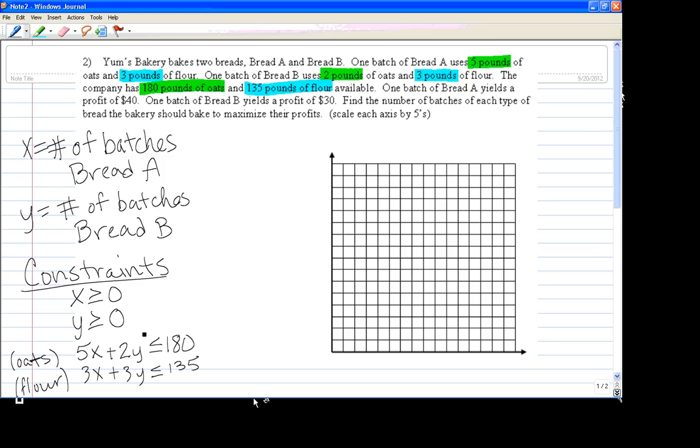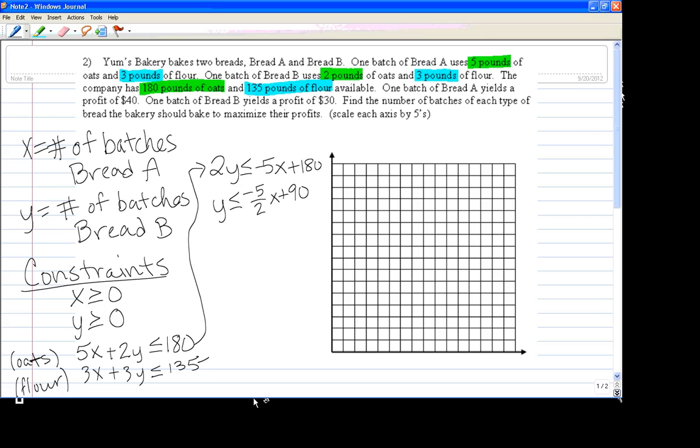So now we have four inequalities that are available to us, but before we can even graph these, we should probably get them into a form that's easy for us to graph. So just taking this information up here, I'm going to solve for y. I'll start by subtracting 5x from both sides, so I'll get 2y is less than or equal to negative 5x plus 180. And then I'm going to divide everything by 2, so I get y is less than or equal to negative 5/2 x plus 90.